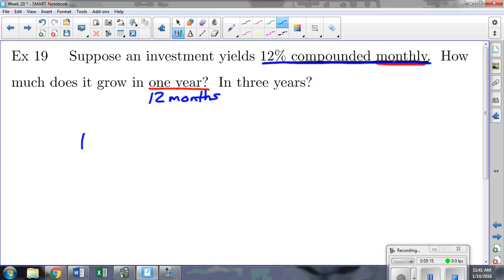how much is the interest for each month? It's not 12% each month. 12% compounded monthly means for the entire year you have 12%. And then it's going to be split up amongst those 12 months, so this is another way of writing it's 1% interest per month. So we would wind up with 1.01 compounded 12 times.